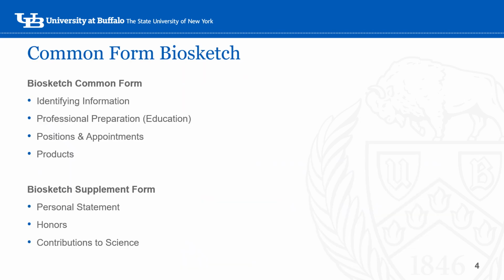To start, when we're talking about the new NIH Biosketch, we're really talking about two documents, the Common Form and the Biosketch Supplement. The sections of the old Biosketch that you're familiar with are still present, but they're divided over these two documents and the order is a little different. The Biosketch Common Form has the identifying information, professional preparation, positions and appointments, and products. The Biosketch Supplement Form is where you'll have your personal statement, honors, and contributions to science. NIH has updated instructions for some of these sections, and I'll point out changes as we build each section.